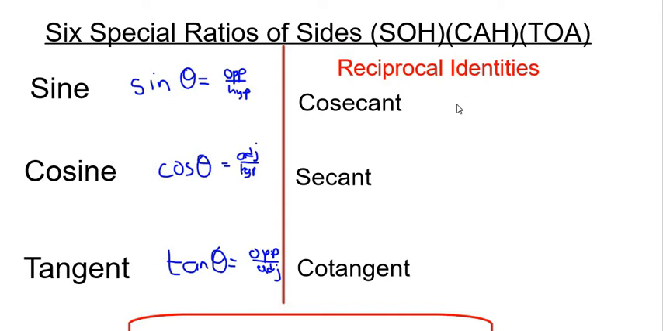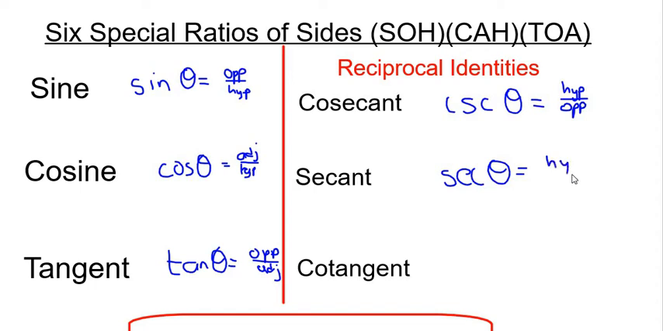Cosecant is the reciprocal of sine. Please keep in mind this is a reciprocal. And it is abbreviated CSC for cosecant. And that simply means to reciprocate this. Okay, so cosecant is hypotenuse over opposite. It is not the inverse. We'll talk about that in a minute. Secant is abbreviated SEC, and that would be the reciprocal identity of cosine, so hypotenuse over adjacent. And then the last one is cotangent, which is abbreviated COT, and that is adjacent over opposite.